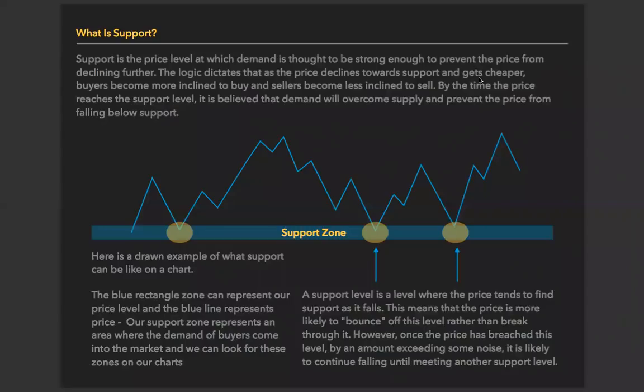It gets cheaper, and the reason it's getting cheaper is why buyers become more inclined than sellers. So support is an area where buyers will come into the market. They will outnumber the sellers in the market, you could say outnumber by money.